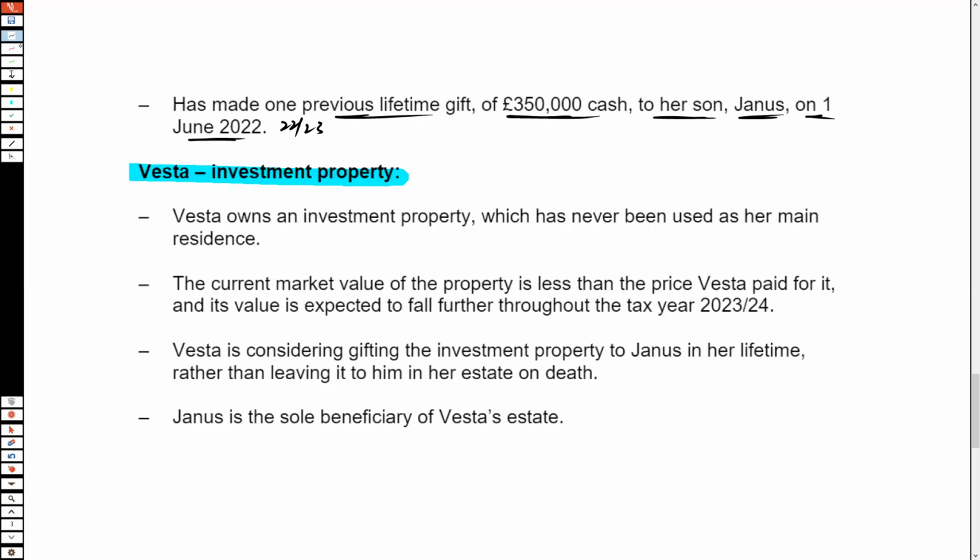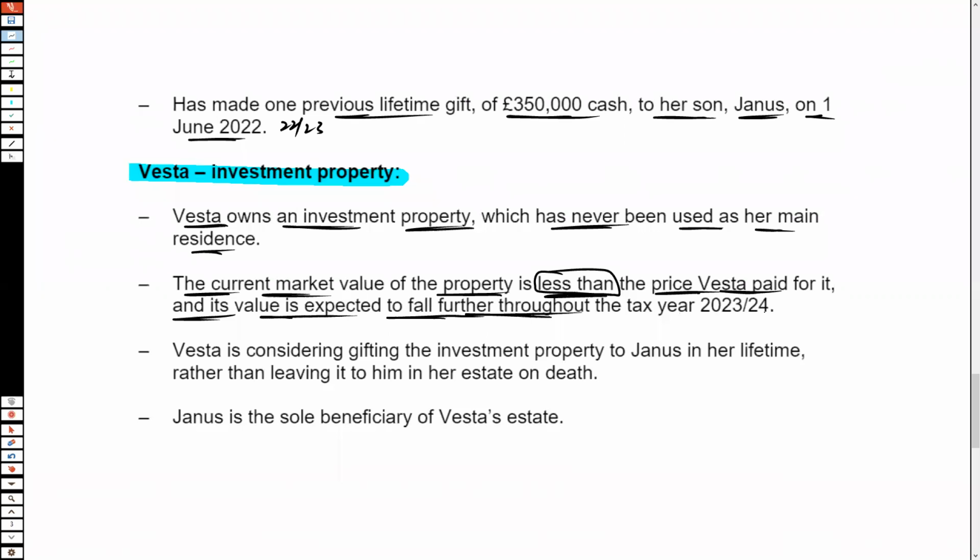So basically, the requirement pertains to the next heading, that is Vesta's investment property. She owns an investment property which has never been her main residence. The current market value of the property is less than the price she paid for it, and its value is expected to fall further throughout the tax year 23-24. V is considering gifting the investment property to J in her lifetime rather than leaving it to him in her estate on death. J is the sole beneficiary of V's estate.